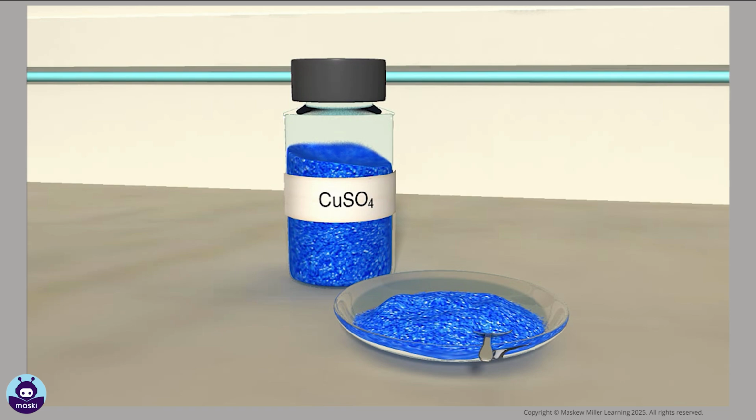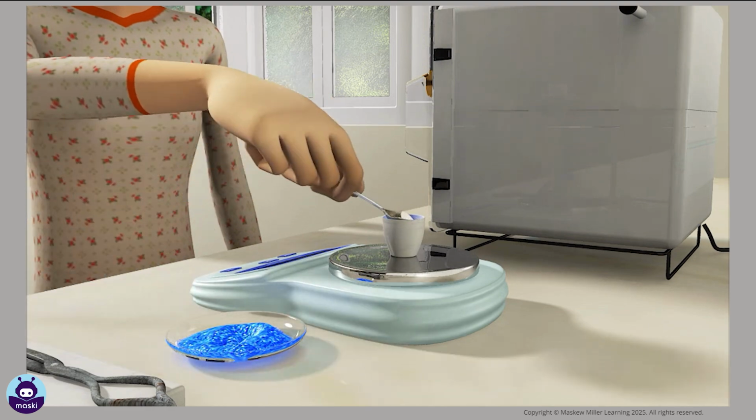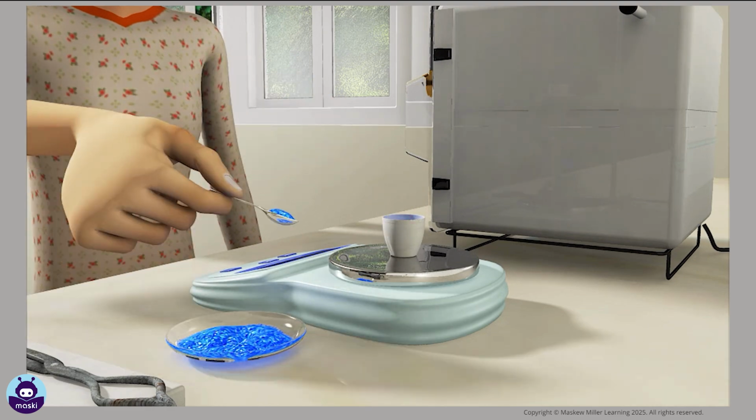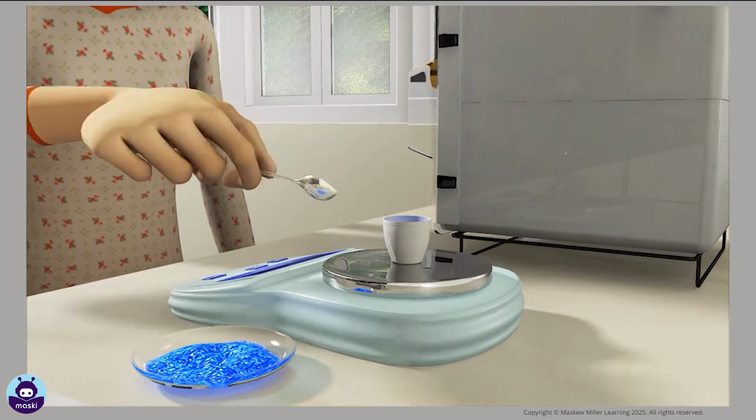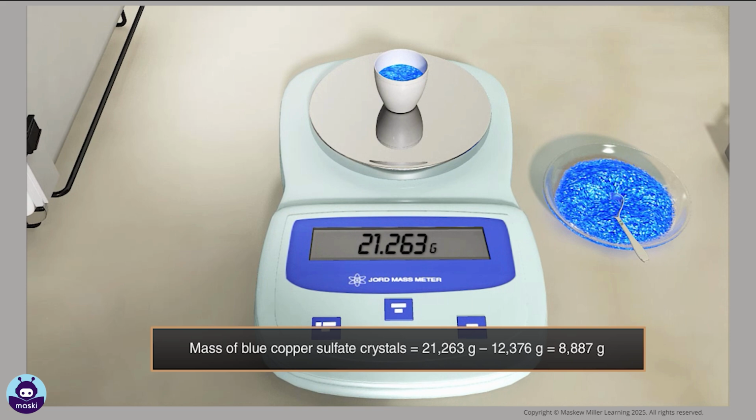A clean and dry crucible is taken, and its mass measured on a mass meter. Then a small quantity of blue copper sulfate crystals is added to the crucible until it is half full, and the mass measured again. The difference gives the mass of copper sulfate crystals. Mass of blue copper sulfate crystals, 21.263 gram minus 12.376 gram equals 8.887 gram.